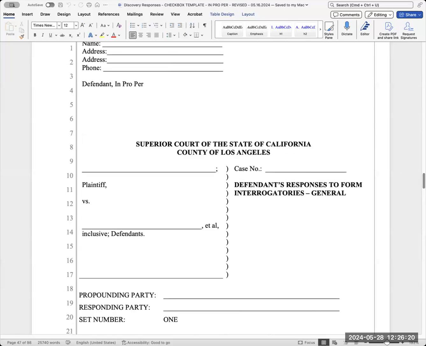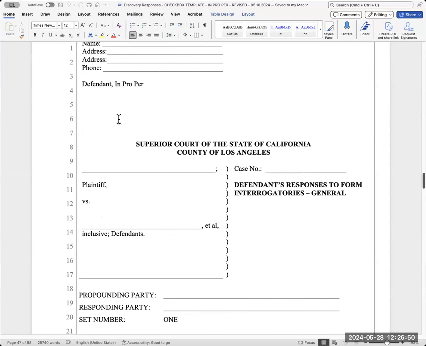So if you have the form interrogatories general, the person who's specifically responding puts their name and address up here. If there's more than one defendant named, more than one occupant of the unit named here, right? So there'd be multiple people's names here. Only the person that's responding to this discovery puts their name, address and phone number up here, and that specific person is the responding party here.